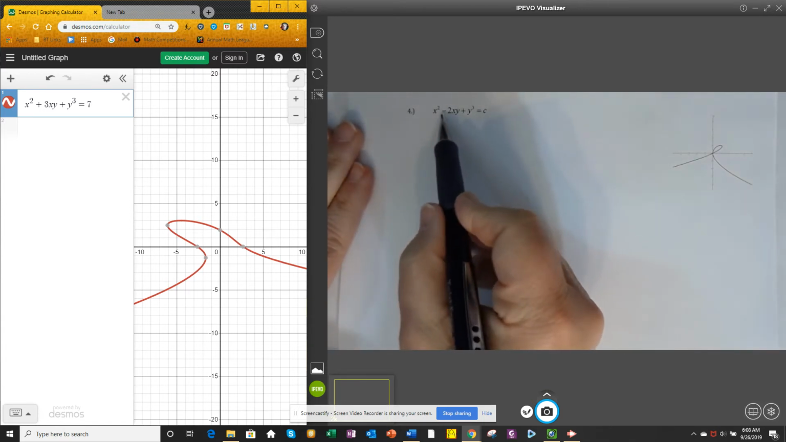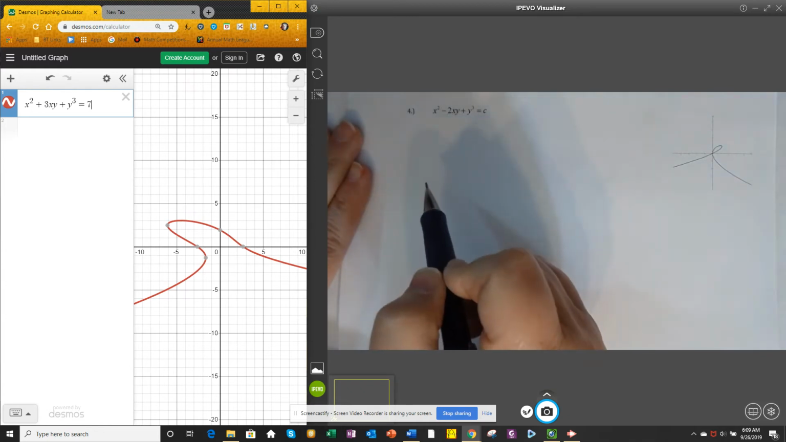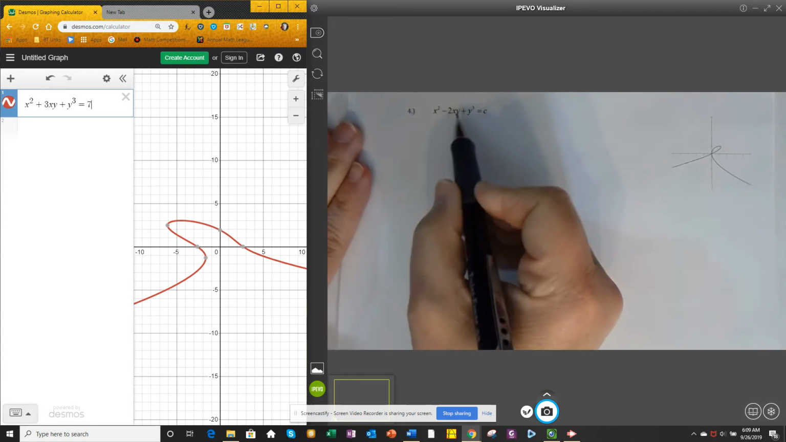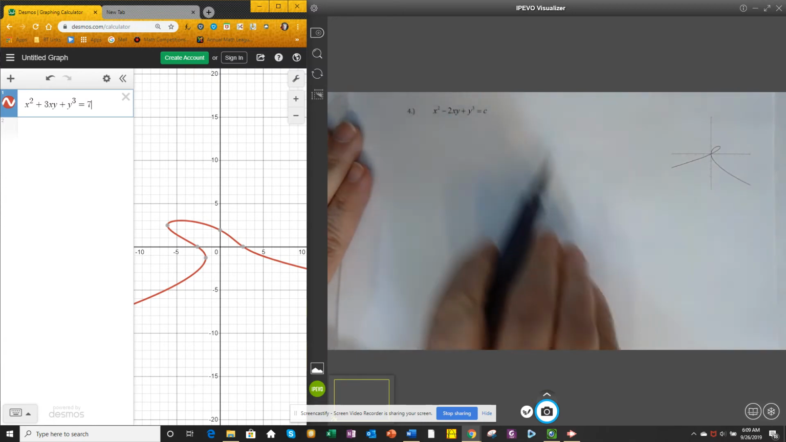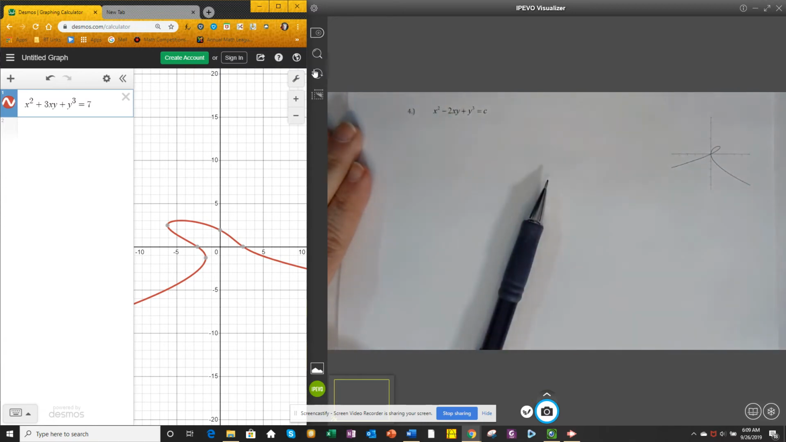All right, I like to do one where we have a negative in front of something that we have to use the product rule for, and I'll show you how I do this. Okay, so the derivative of x squared, I'm going to zoom in just a little bit more. It seems a little bit small to me, and I have my glasses on.